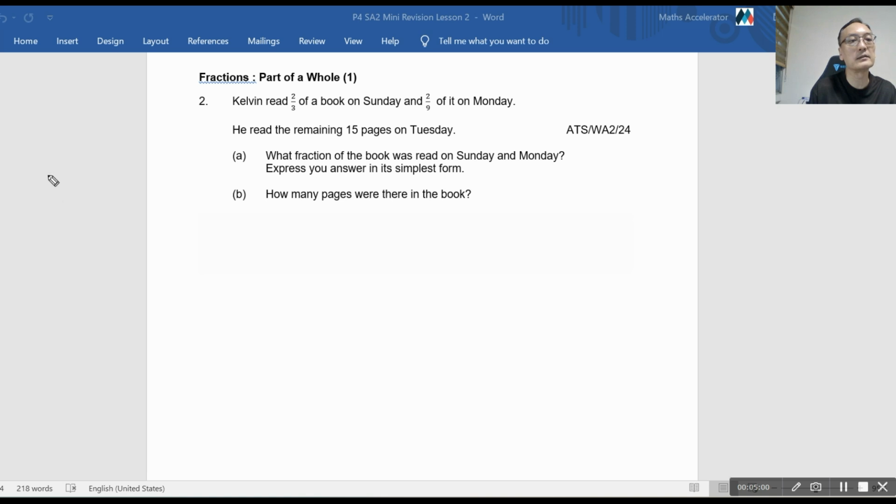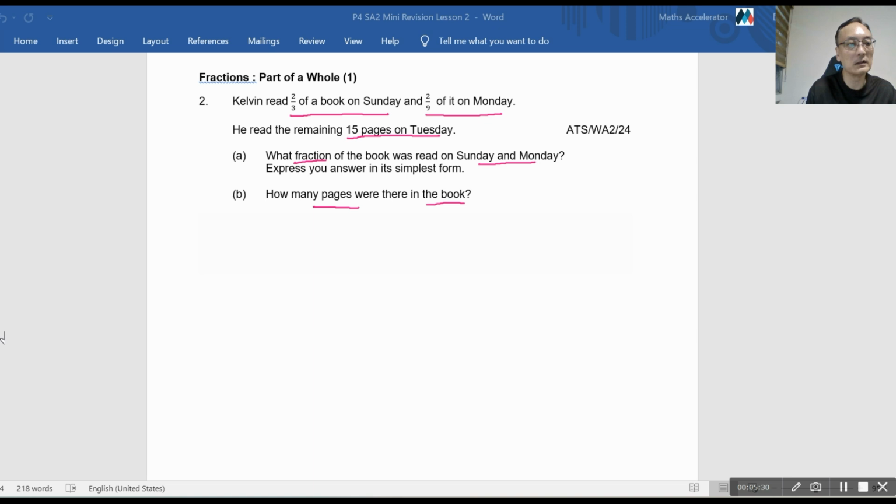So after reading the question, let's highlight some of the keywords. So on Sunday, 2/3 of the book was read. On Monday, 2/9 of the book was read. He read the remaining 15 pages on Tuesday. So our objective is to find out A, what fraction of the book was read on Sunday and Monday. And next, how many pages were there in the book.